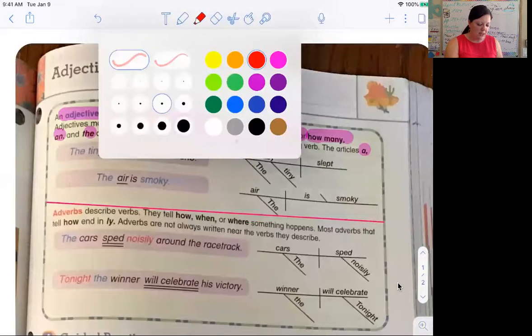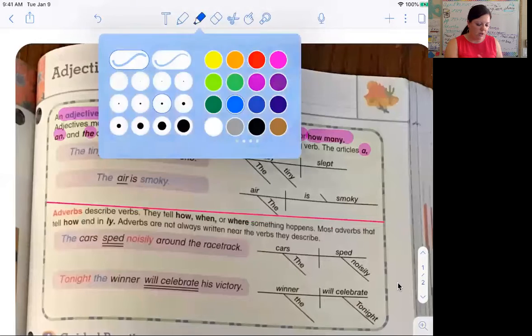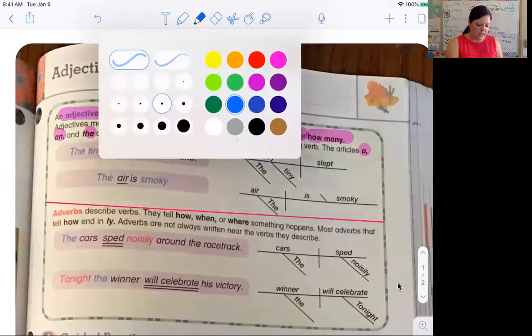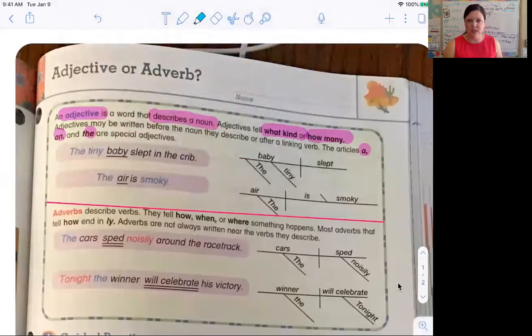All right. I'm going to go to my favorite color. There we go. Actually, look at all those fun new colors. I'm going to do this one. Oh, yeah, so summary. Adverbs next.